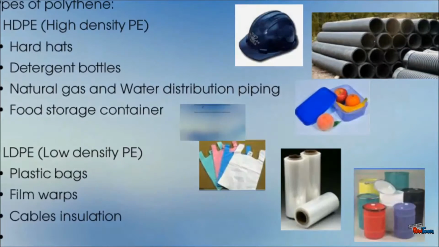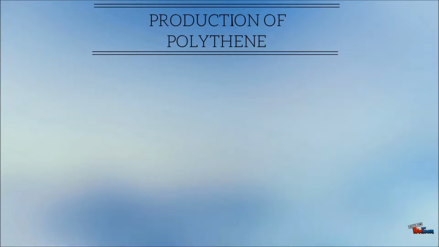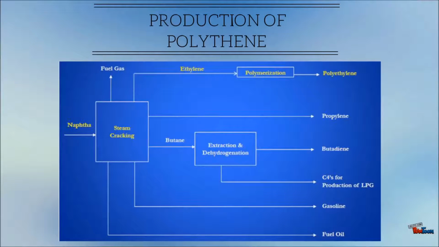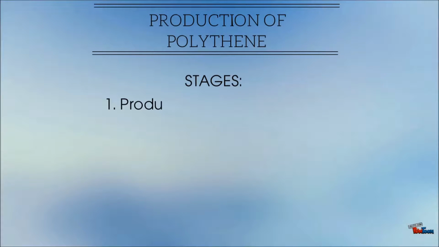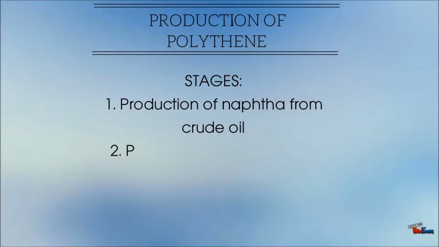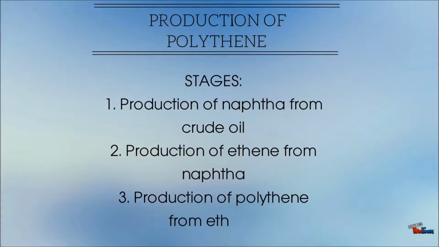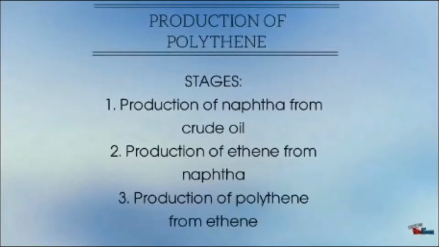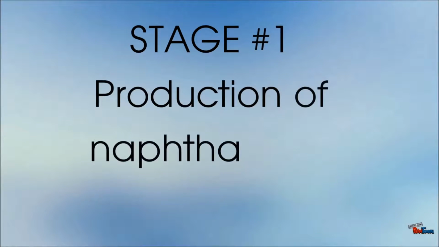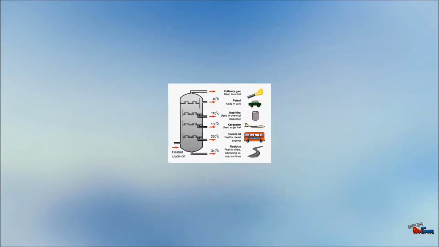The production of polythene consists of 3 stages, which include production of naphtha from crude oil, production of ethene from naphtha, and production of polythene. Stage 1. Production of naphtha from crude oil.